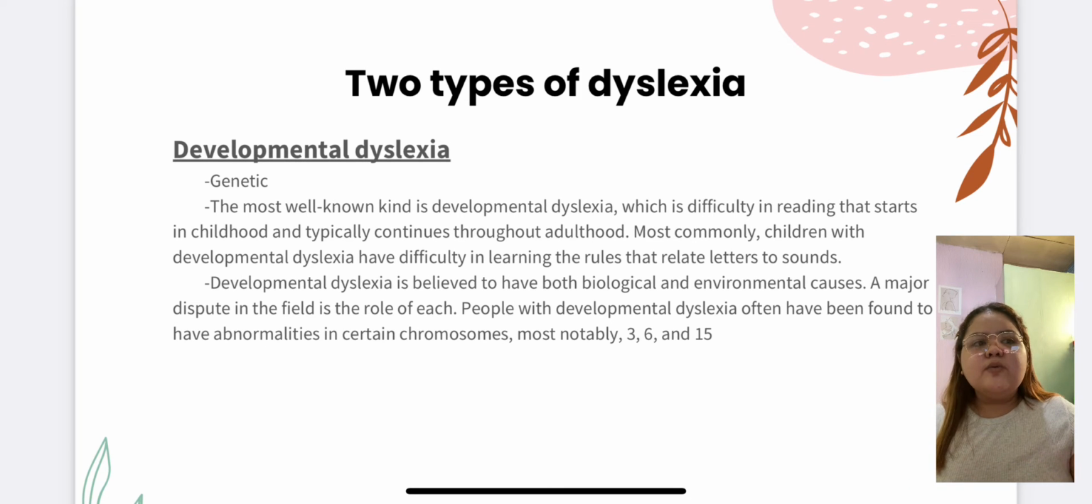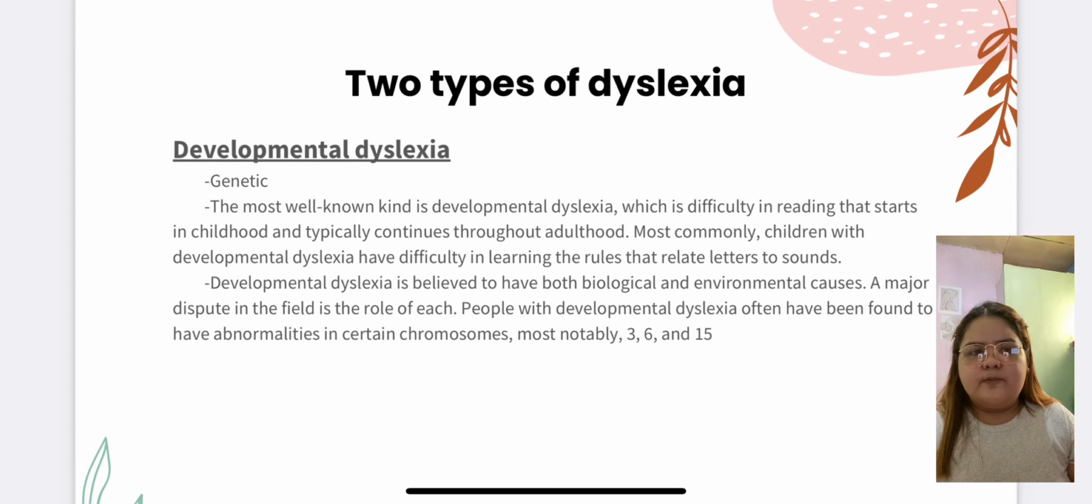So we have here the two types of dyslexia: developmental dyslexia and acquired dyslexia. Developmental dyslexia is genetic. The most well-known kind of developmental dyslexia is difficulty in reading that starts in childhood and typically continues throughout adulthood. Most commonly, children with developmental dyslexia have difficulty in learning the rules that relate letters to sounds. Developmental dyslexia is believed to have both biological and environmental causes. A major dispute in the field is the role of each.